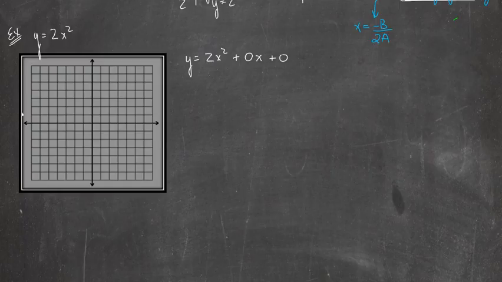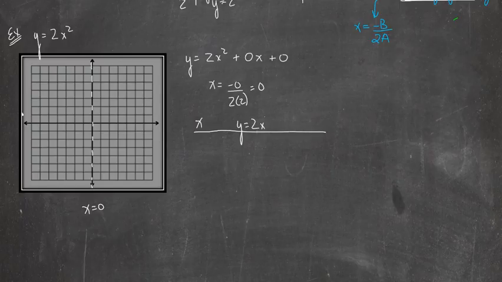So first thing I want to do is find the axis of symmetry. So x equals the opposite of b over 2a. So that equals 0 again. So once again, my axis of symmetry is the y-axis, and I have to label that. That is the line x equals 0. And now I want to make a table. And I want to put 0 in the middle because that's my axis of symmetry.